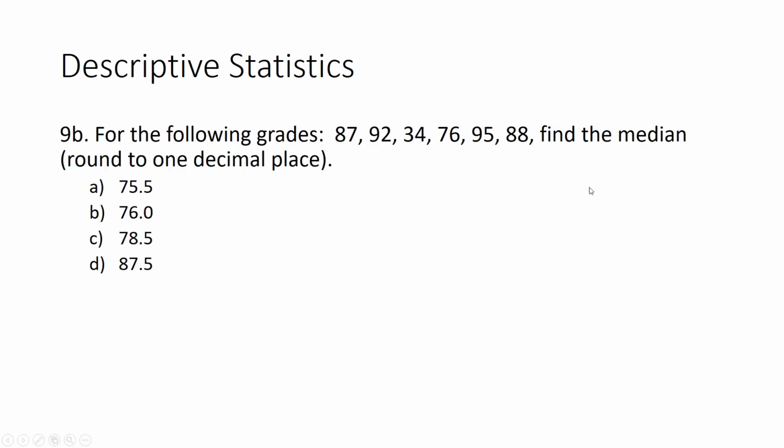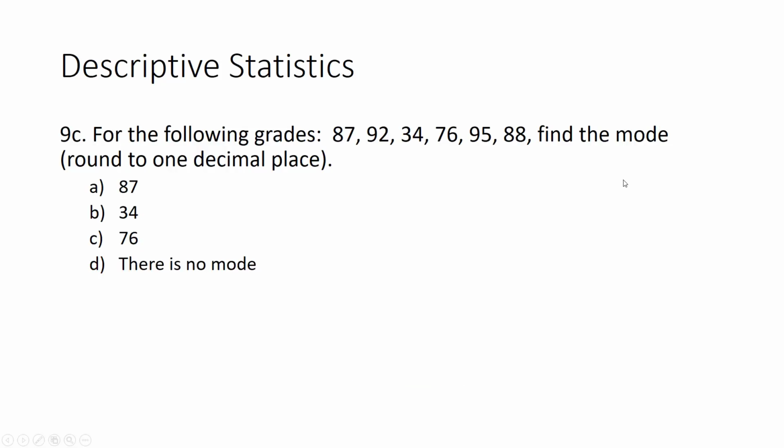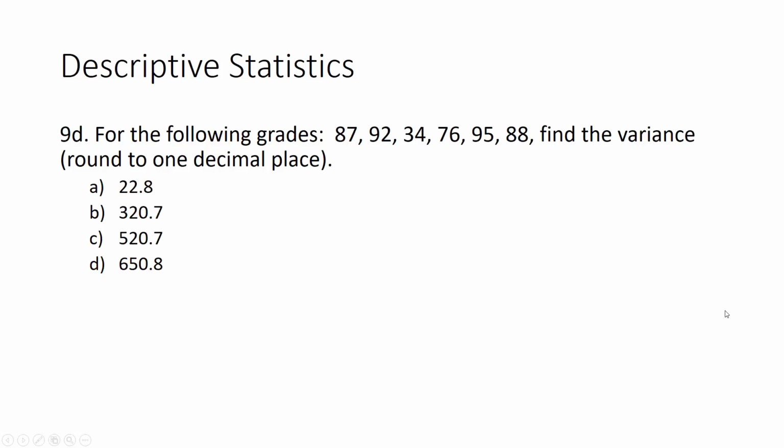How do you find the median? Please do not forget to put the numbers in order, okay, because that gets forgotten a lot. We just said that there were 6 grades, so there's not a complete middle. When there's not a complete middle, you take the 2 middle and you average them. So the median would be 87.5. The mode is the value that shows up the most, or the value that's repeated. Nothing's repeated, so no mode.